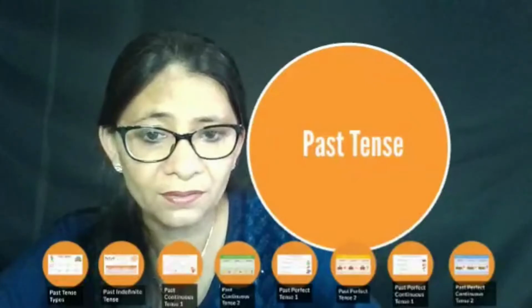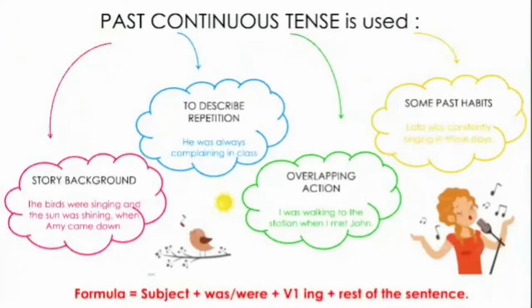The next one is past continuous tense. Past continuous tense is used in those situations which describe repetition, like something which we do again and again. Like he was always complaining in those days. Lata was always singing in those days. Something which was happening again and again in the past. To describe those events, we use past continuous tense.